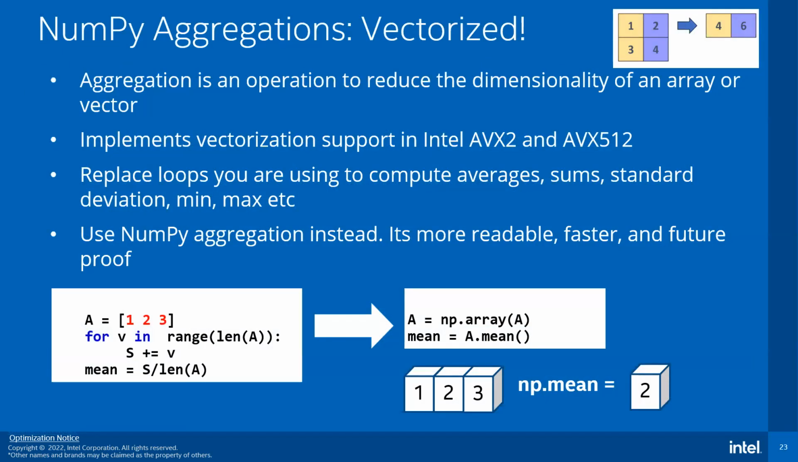So aggregations are vectorized. In this case, we're taking this code on the left, which looks like a sort of cumulative sum. We're summing up all the values in that array, and then taking that sum and dividing by the length. So this is a mean. We're computing the mean. But to do it with NumPy, you take that same NumPy array.